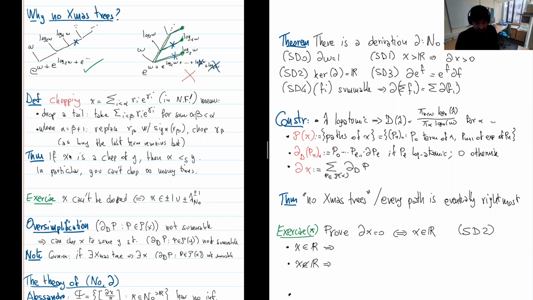Maybe just one comment. How do we prove that if x is a chop of y, then x gets simpler? By being very careful. So you look at these operations, three operations actually, that I'm describing here. One is dropping a tail of a Surreal number. The other one is replacing a real number with plus or minus 1. And the third one is chopping the last exponent of a Surreal number in normal form.